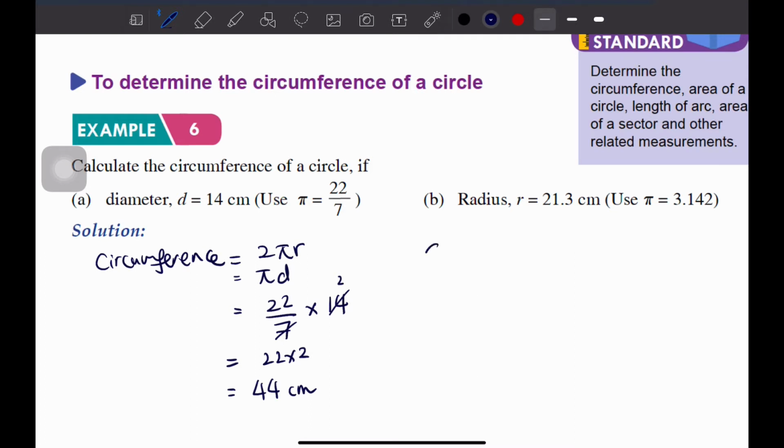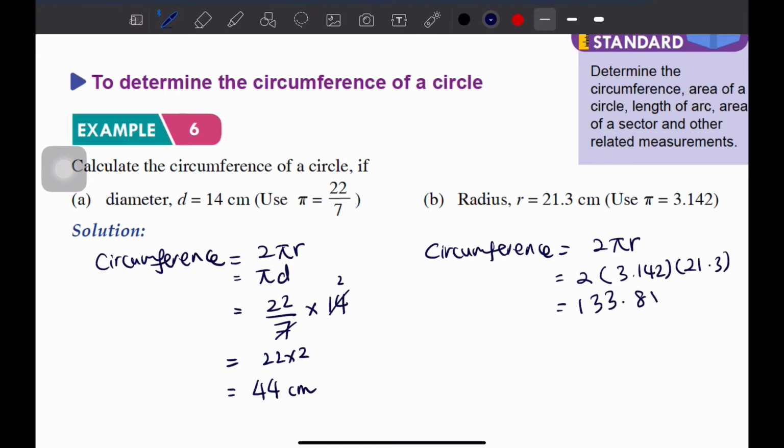Next, B. Circumference is equal to, so the question gives you r. So you can use 2 pi r. So pi is 3.142 and r is 21.3. So press your calculator. 2 times 3.142 times 21.3, so you will get 133.85 centimeter.